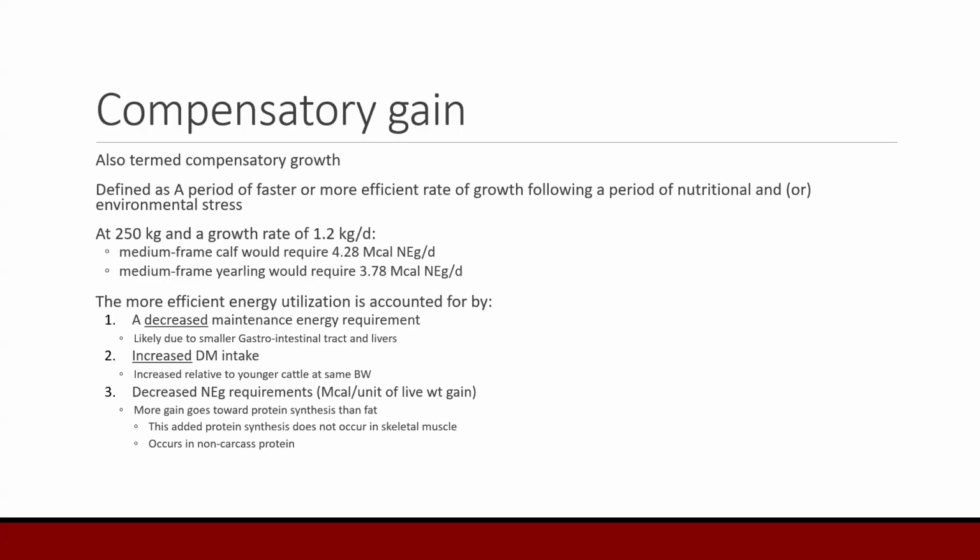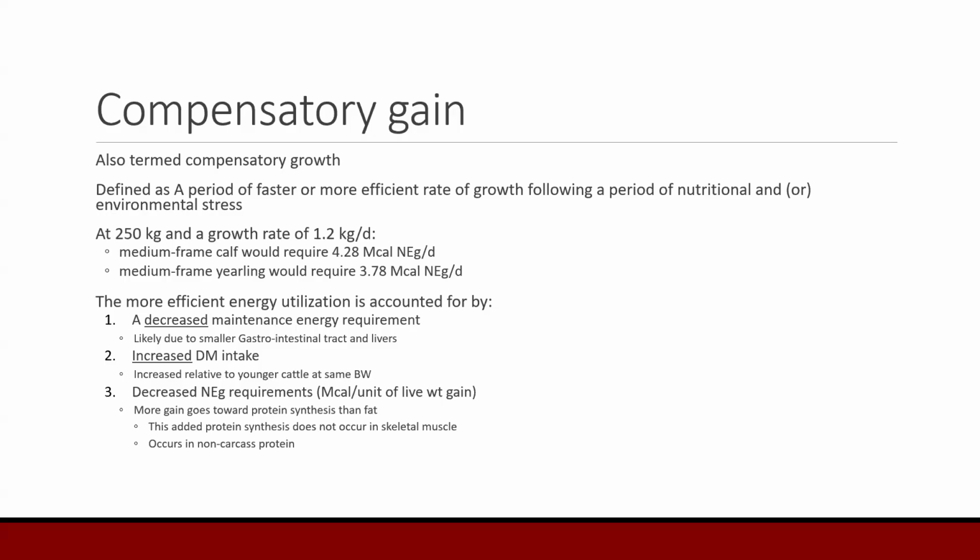Give me a definition of compensatory gain. Can you give me a definition of compensatory gain without reading the slides? Yep. Okay. It's on the slides, I guess.